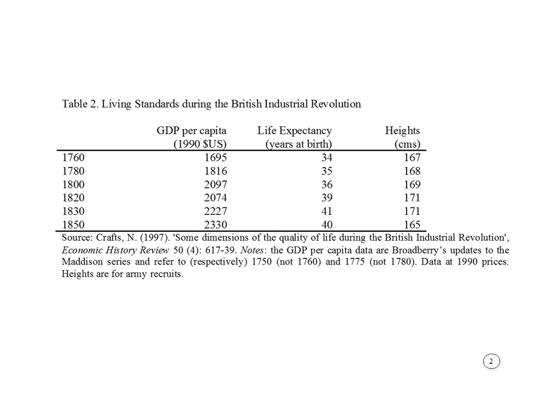The average income was $2,000. Of course, we're talking about 1990 dollars. And in the span of 50 years, it increased by only $300. And look at the life expectancy, from 36 years to 40 years. Again, very incremental improvements. The heights actually reduced. This is very interesting.